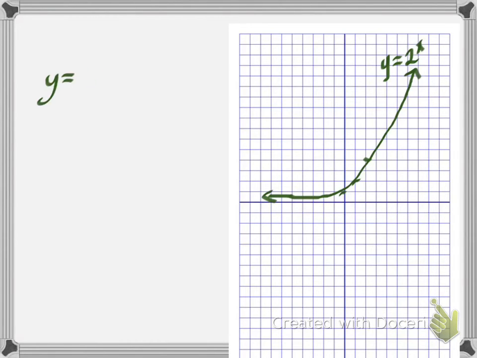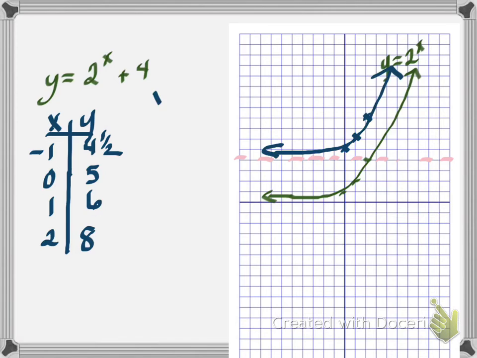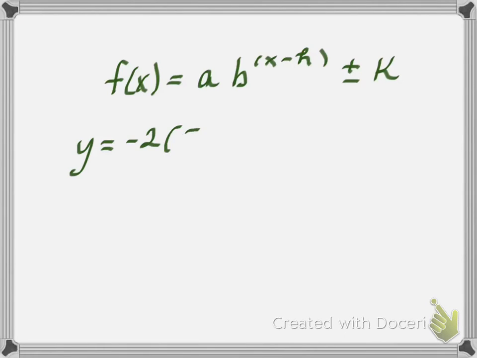So same parent function. What's the shift now? I'm still adding 4, but not to the x, right? I'm adding it to the y. So that is actually our k value. And look at what happens to the asymptote. That's important. The asymptote is actually going to move up to 4. The whole graph gets moved up 4 units, and it's basically the same graph moved up. So that's the general format with the a, the h, and the k in place.